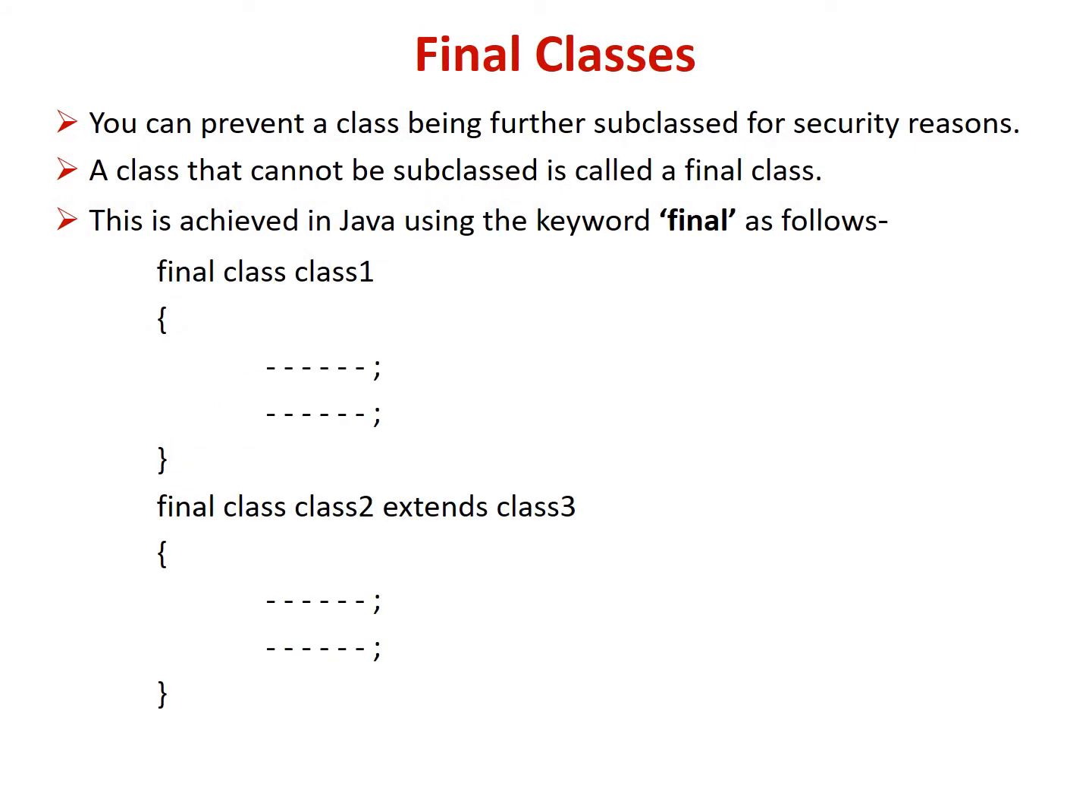Now, final classes. We may prevent a class being further subclassed for security reasons. A class that cannot be subclassed is called a final class. This is achieved in Java using the keyword final. As given here in this example, class 1 is the final class. Similarly, class 2 is also the final class which extends class 3. Any attempt to inherit these classes, that is class 1 and class 2, will cause an error and the compiler will not allow it.